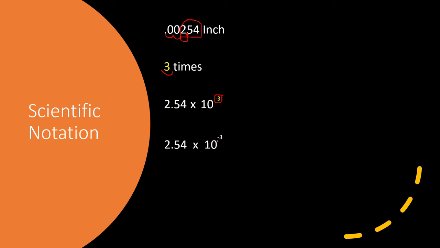This minus 3 is a way to tell me that this number used to be very small. And to make 2.54 smaller, should I move this decimal period to the right or to the left? Well, if I move it to the right, I will actually make the number bigger. If I move it 3 spaces to the right, it'll turn into 2540, and that will not be correct.